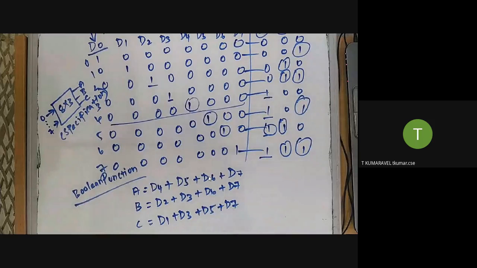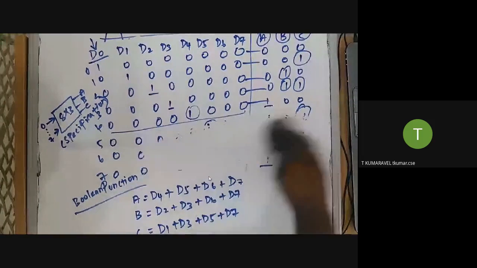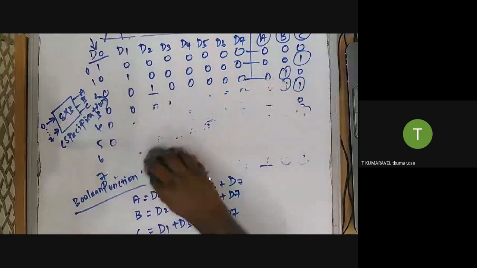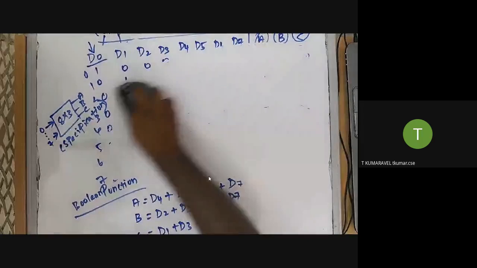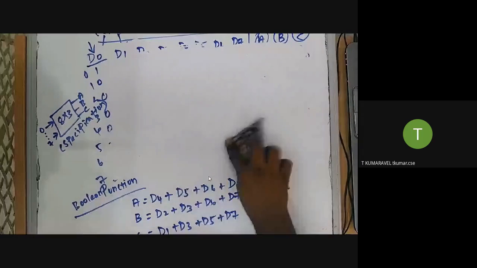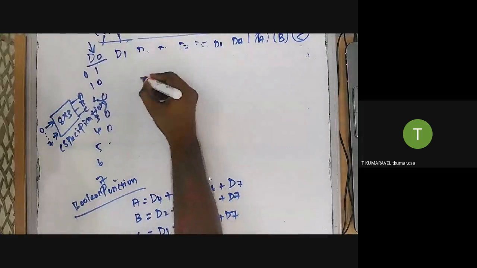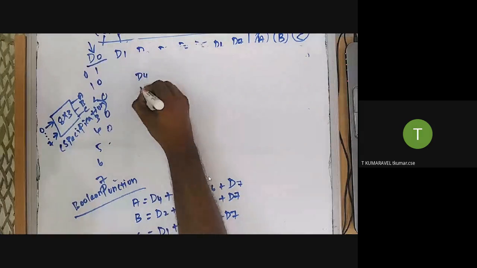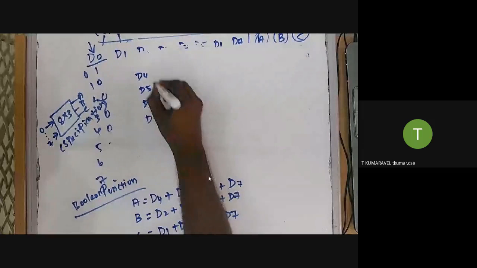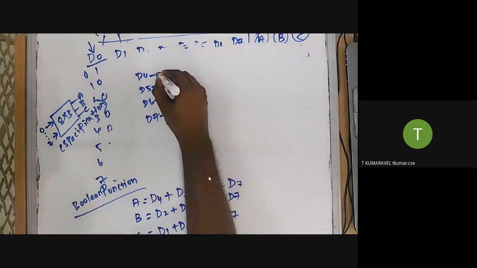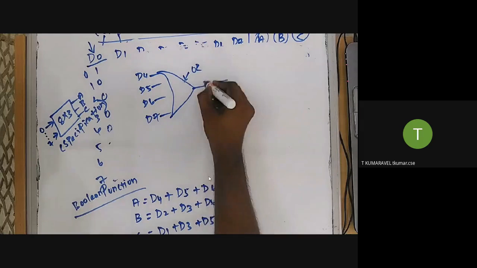Based on the functions we got, you should draw the circuit diagram. What is the functionality of A? A is D4, D5, D6, and D7. This is the input for one OR gate, and this OR gate produces the result A.